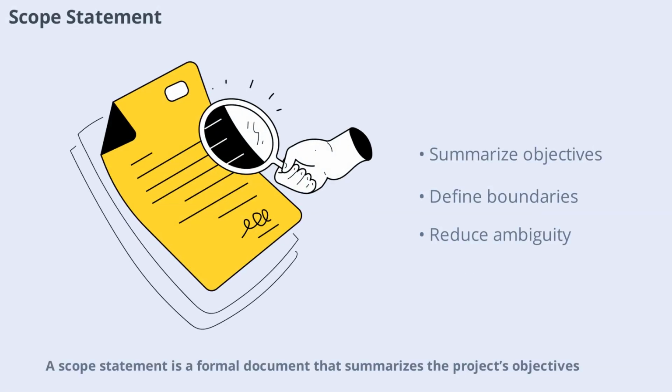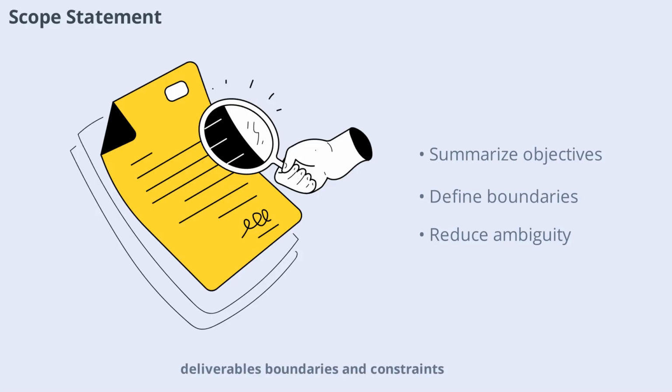A scope statement is a formal document that summarizes the project's objectives, deliverables, boundaries, and constraints. It serves as a contract between stakeholders and the project team, ensuring everyone is on the same page. A clear scope statement reduces ambiguity and provides a reference point for decision-making throughout the project. Let's discuss the key elements of a strong scope statement and how to draft one effectively.